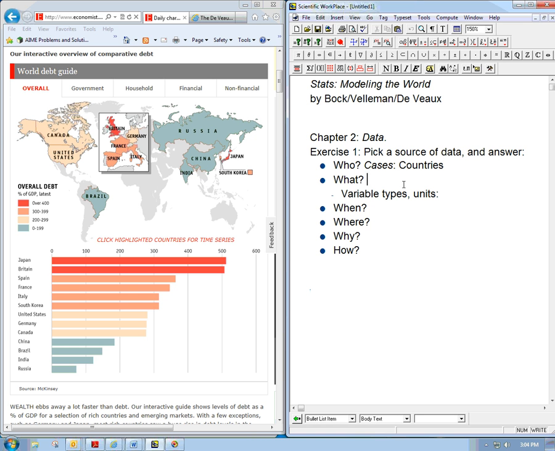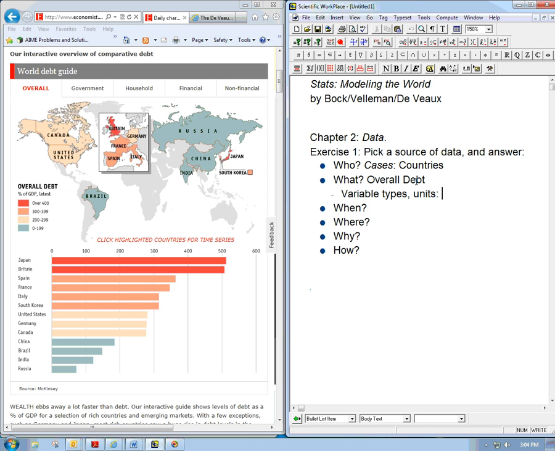What? Well, let's see. What are these numbers measuring? Here it is. Look at the boldface. Overall debt and percentage of GDP. Latest. Okay, so that says a lot right there. What's being measured, as far as we can tell so far, is overall debt.